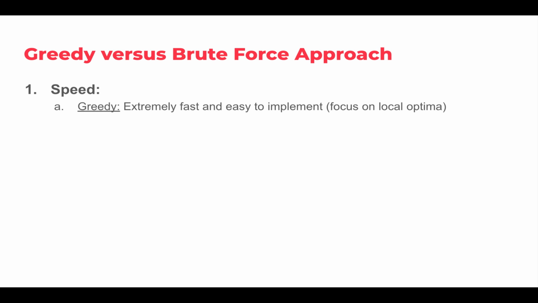So I feel like I've already done this greedy versus brute force approach. So let's look at it first of all. One big difference between the greedy and brute force approach is speed. The greedy one will be extremely fast and easy to implement because you're always focused on finding the local optima. So at any given node, can I find the optimum solution there without worrying about the grand problem? However, with the brute force method, this is extremely slow because you have to explore all options.